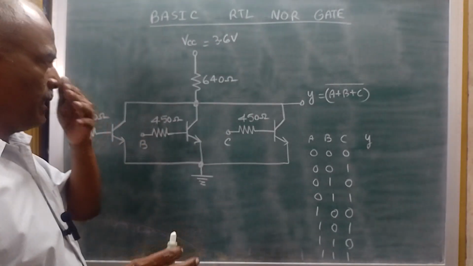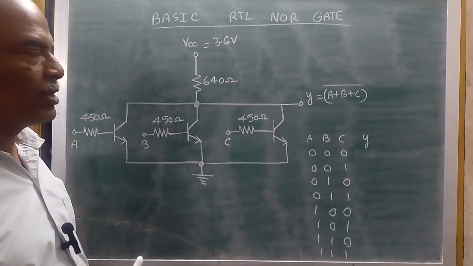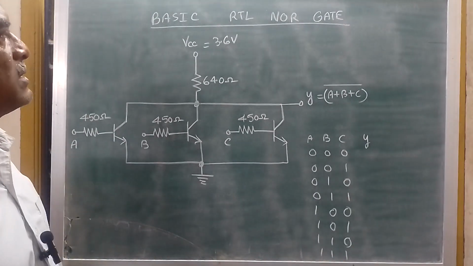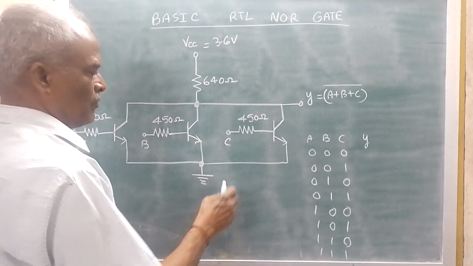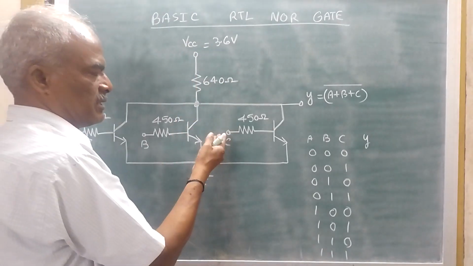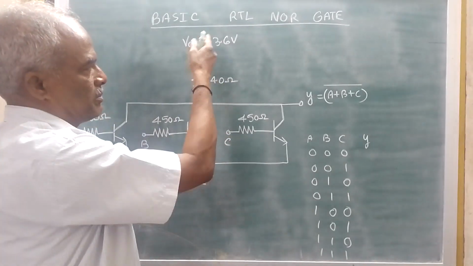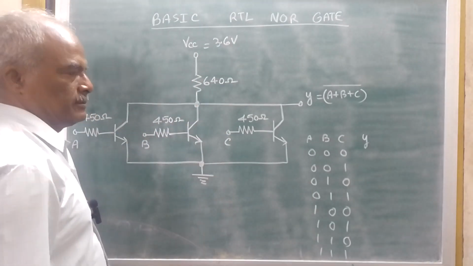So this is a NOR gate, but we have to see whether it is going to function as a NOR gate or not. First, the supply voltage is 3.6 volt, and here you can give the same 3.6 or approximately 4 volts here, or even 5 volts.